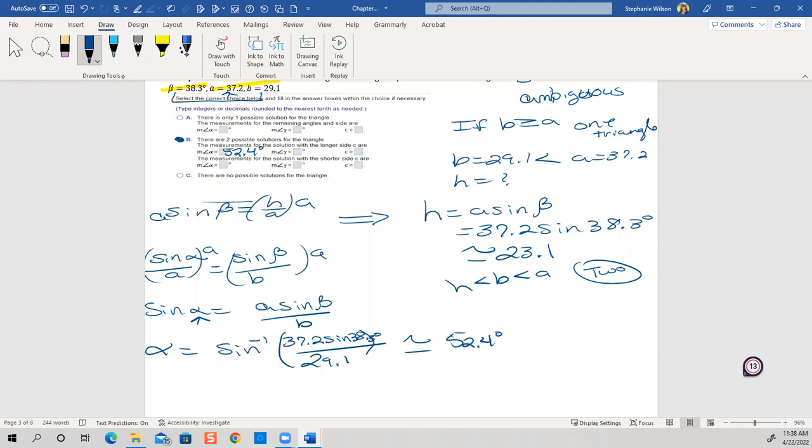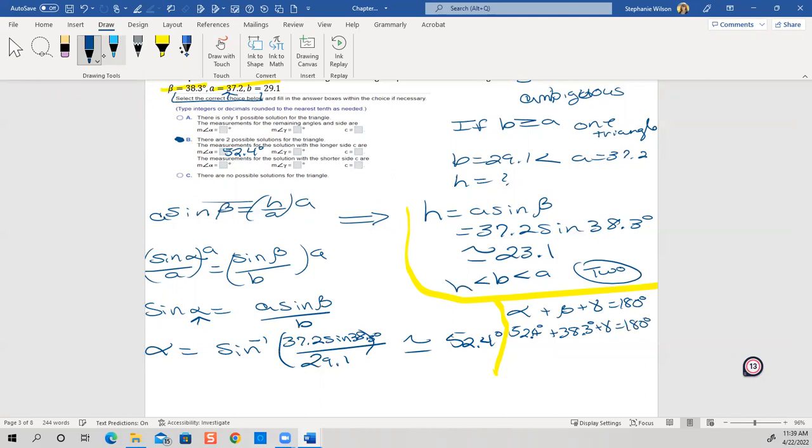So now that I found that, I want to find gamma. Well, that's not going to be too hard to do because we know a triangle is equal to 180 degrees. So now, let me just split this in half just a little bit, kind of give me some separation on the paper. So I'm going to take alpha plus beta plus gamma equals 180 degrees. I'm going to plug in alpha is 52.4 degrees plus my beta is 38.3 degrees plus gamma equals 180 degrees.